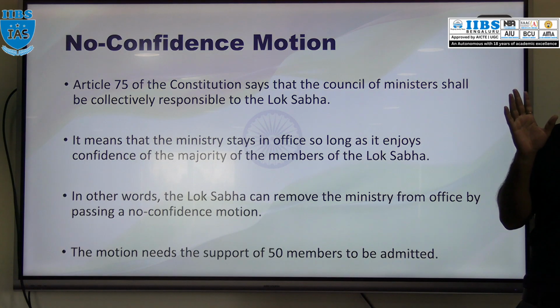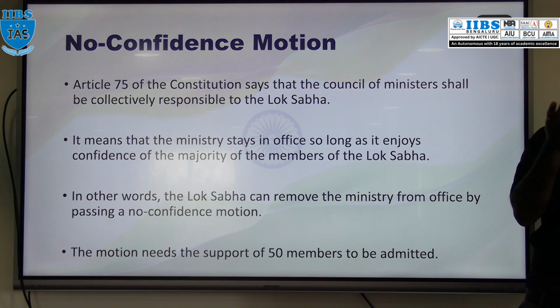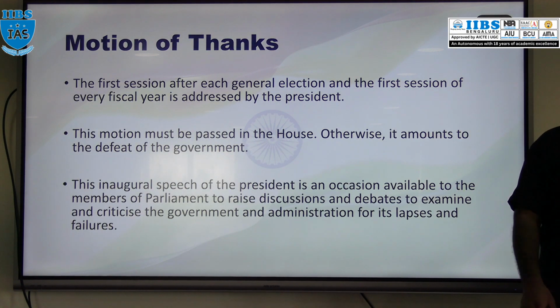Has this motion been introduced at any time? Many times it has been introduced. The highest number of times it was introduced was during the Nehru government, I think 14 or 17 times. During the Modi government also, recently, it was introduced. You just go through it. Got it? So this is about the no confidence motion.